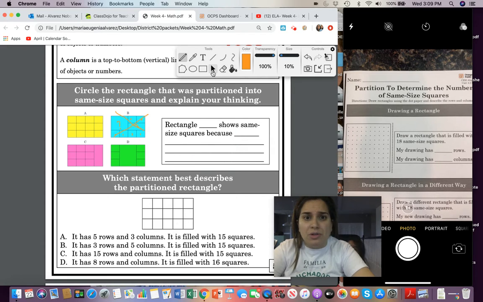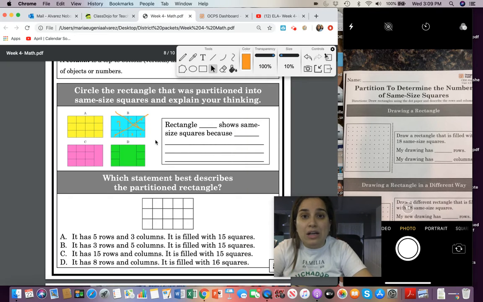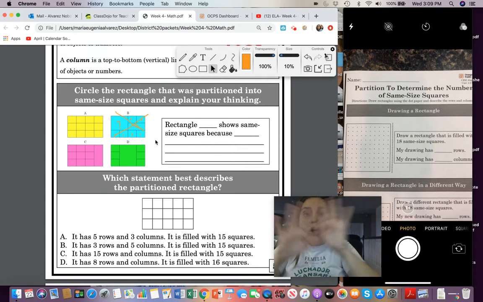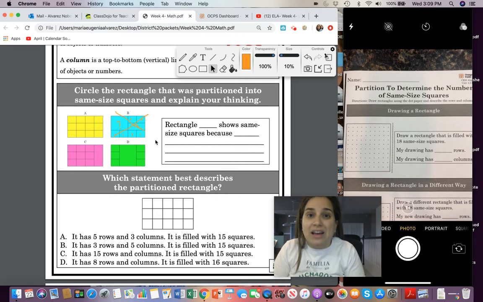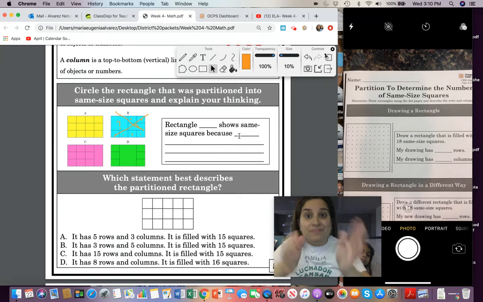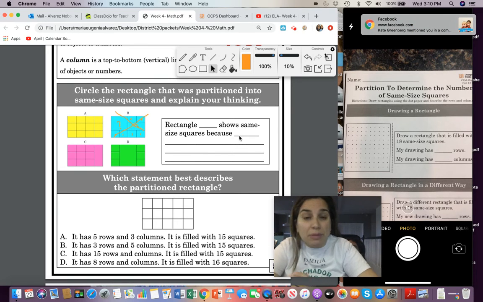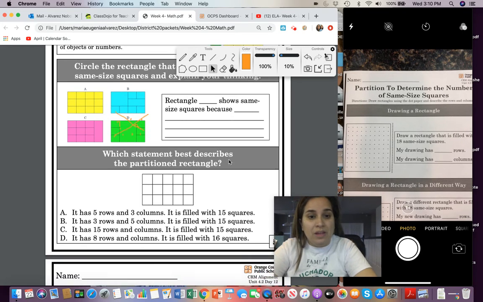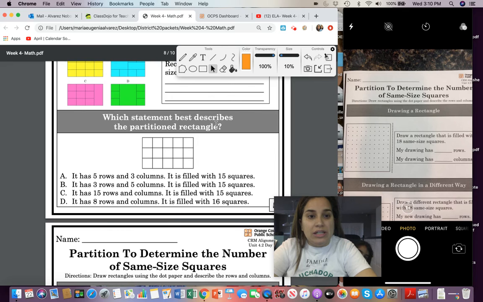Okay, so your job is to find which one of these shapes was divided into equal squares. All the squares inside that shape have to be the same, okay? Rectangle A I know it's not going to be rectangle B. Rectangle shows same size squares, probably because they're all the same sizes, but you decide which one shows that, okay? Then what you're going to keep doing is choose A, B, C, or D.